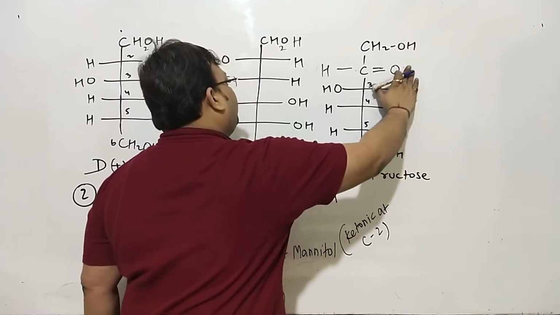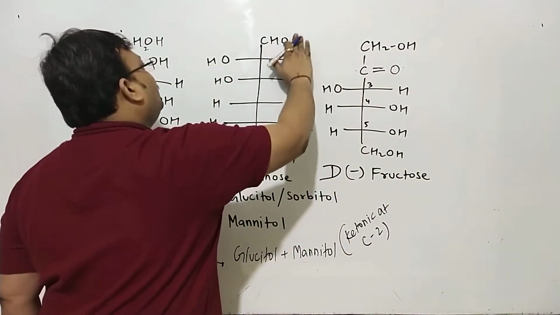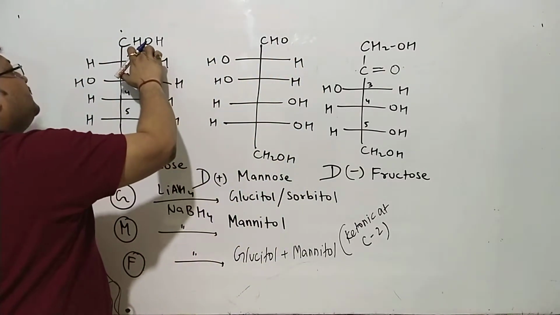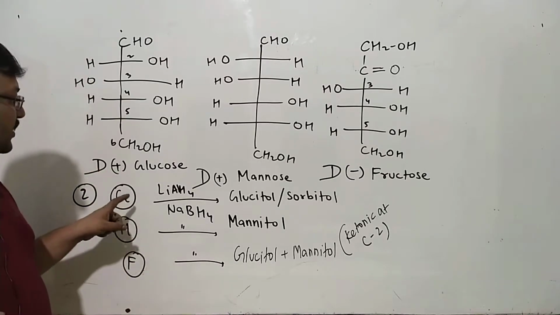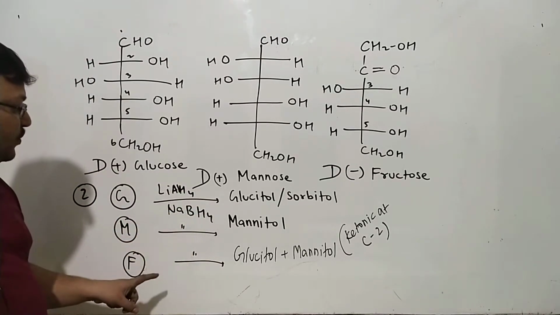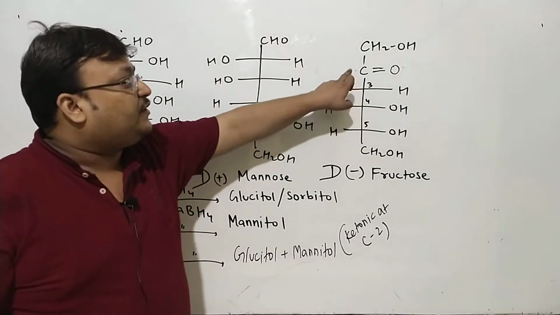I'll go back to the structure of fructose, the structure of mannose, and the structure of glucose. And naturally glucose giving glucitol, mannose giving mannitol, fructose giving both glucitol and mannitol will prove that it's ketonic at carbon 2.